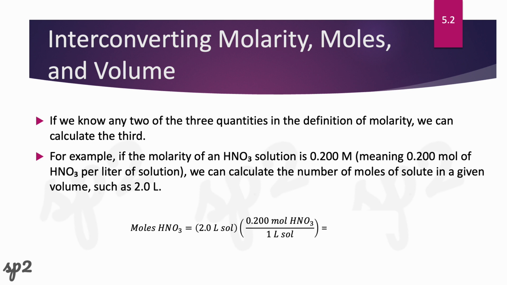I'm going to set up my calculation here as I have 2 liters, and I know based on the molarity definition, 1 liter is going to give me 0.2 moles. Make sure that you are canceling out your units, and what I have at the end is going to be moles of nitric acid. That is pretty straightforward, right?